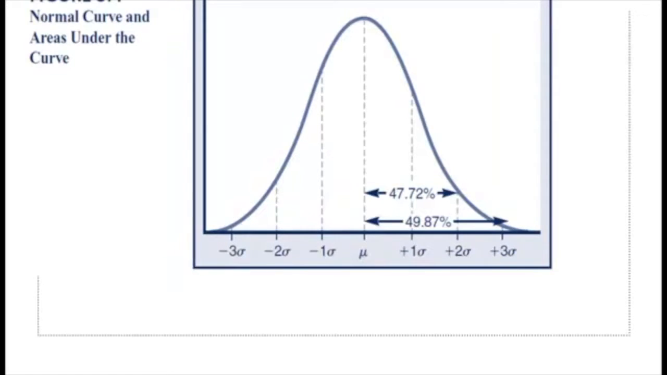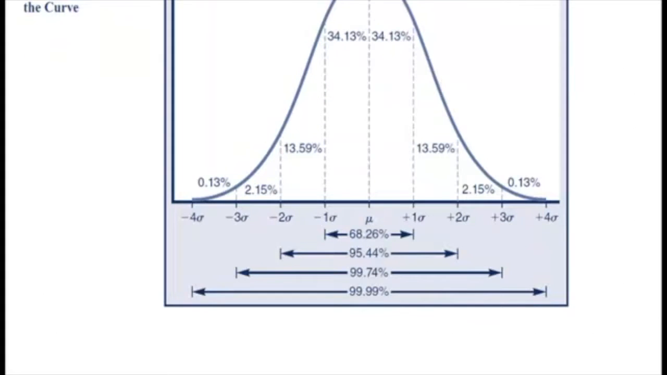The area under the curve represents probability. Note 47.72% of the area is under the curve from the mean to 2 standard deviations above the mean, and 49.87% from the mean to 3 standard deviations above the mean. In figure 5.5 we have various areas calculated.